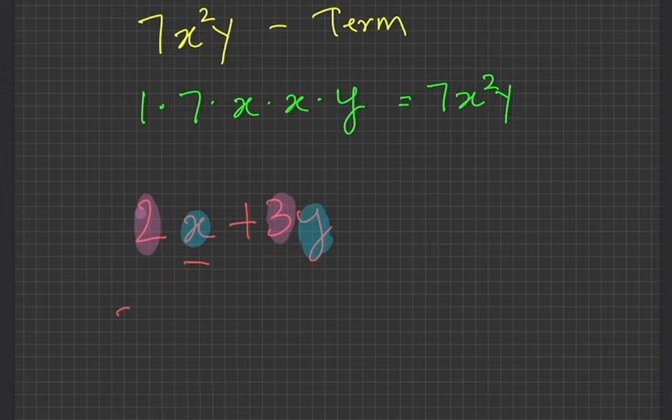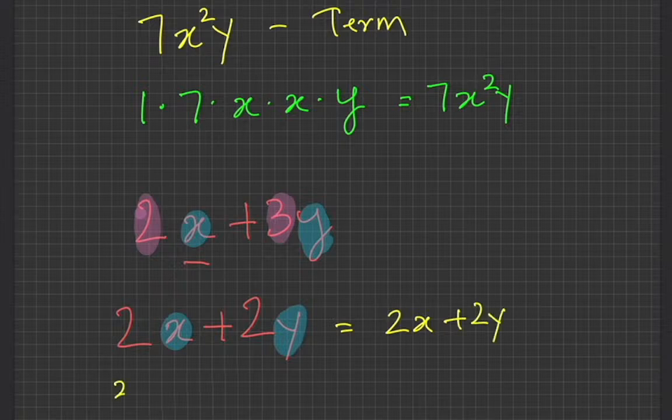So it doesn't matter what our numerical coefficient is. Even if it's, let's say, 2x plus 2y, still we cannot add them because our variables here, that is the literal coefficients, are different. So it will still be equal to 2x plus 2y.